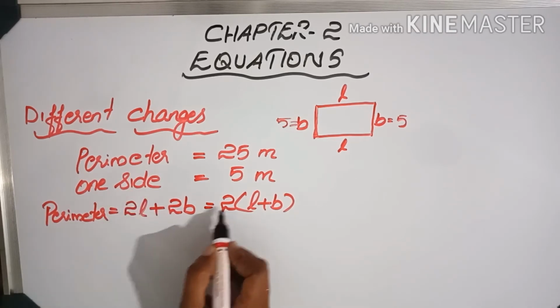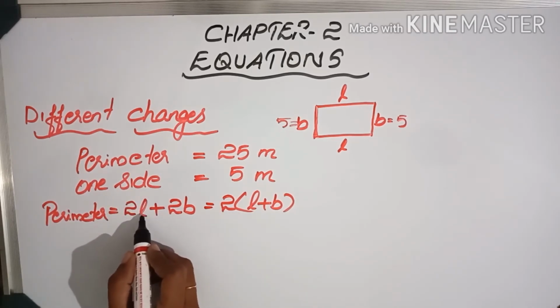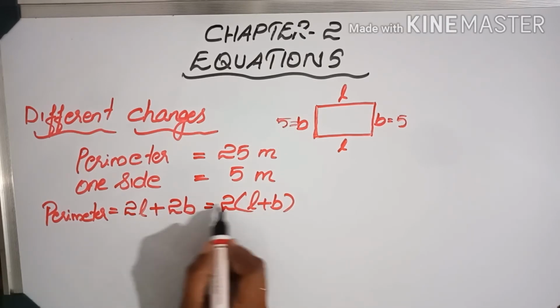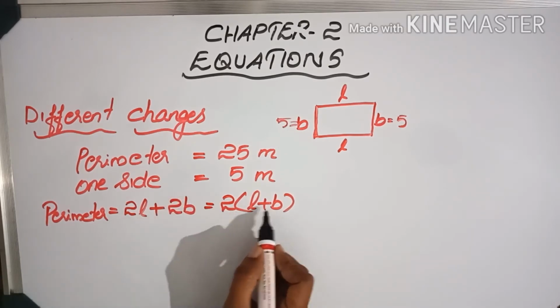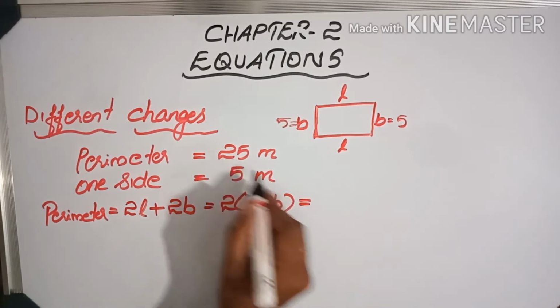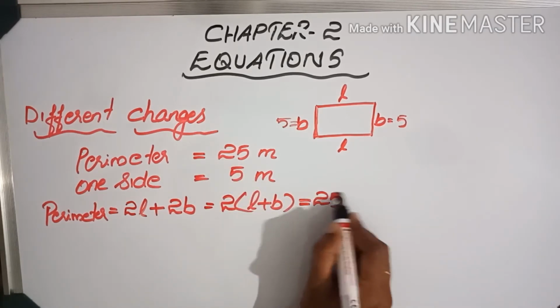From this if we are taking 2 out, the remaining will be what? Only L remains here. From this 2B, if we are taking 2 outside, then only B will remain here. So 2 into (L plus B). That answer is already given, that is 25.